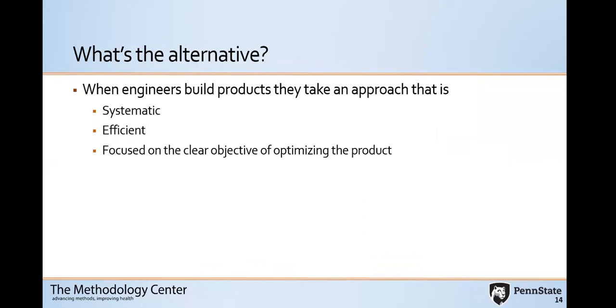Okay, so what's the alternative? What's the alternative to the treatment package RCT? Well, when engineers build products, and you can think of an intervention as a product, engineers build products all the time, they take an approach that's quite different from the approach we take in intervention science. They take an approach that's systematic, that's very efficient, and that's focused on the clear objective of optimizing the product.